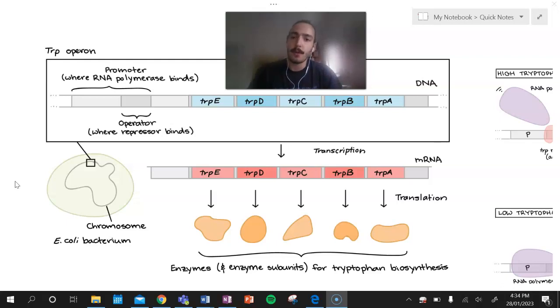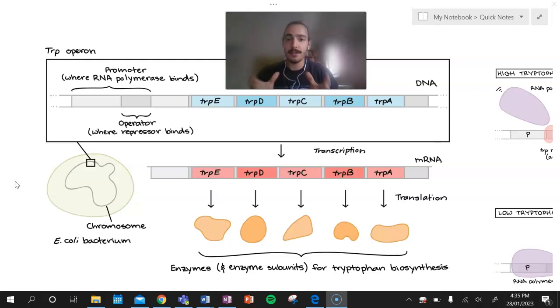So what is the Trp operon? Well, Trp is essentially just the shorthand for the amino acid tryptophan. It's a really important amino acid that's used in a whole heap of different things, and it's something that the bacteria needs to make. It's hard to find, so it needs to make it.